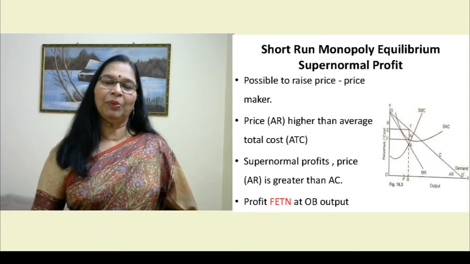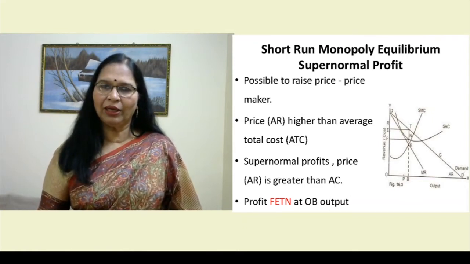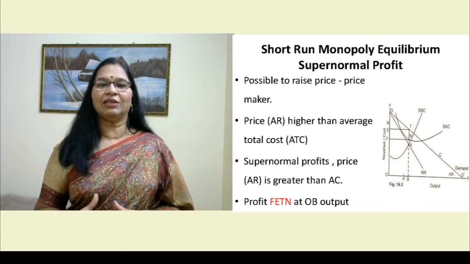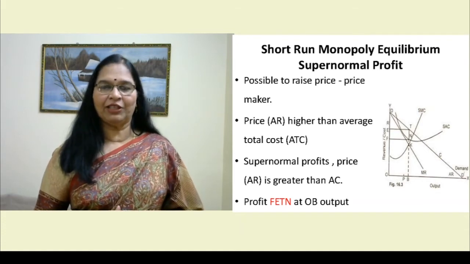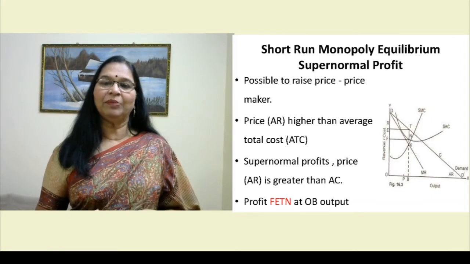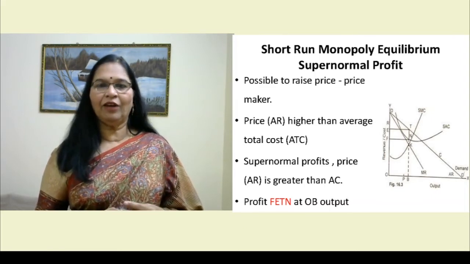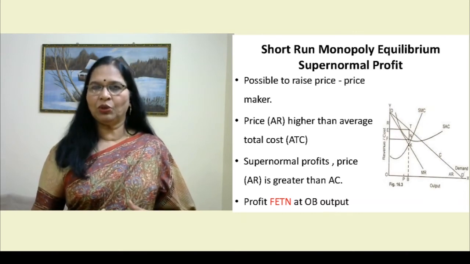Short run equilibrium of the monopolist. Now, this diagram can look a little daunting, but it is not really, because you've already studied this form of a diagram in the earlier presentation on perfect market. So what have we got in this diagram? There are two curves, the AR curve and the MR curve, and both are downward sloping, though steeper.